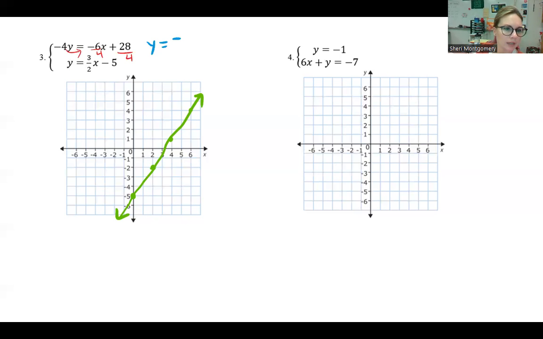Oh, divide by -4. I didn't put -4. -6 divided by -4, that's going to be a positive. And 6/4, that reduces, doesn't it? 3/2, so positive 3/2x. And then 28 divided by -4. It's going to be a negative. What's 28 divided by 4?